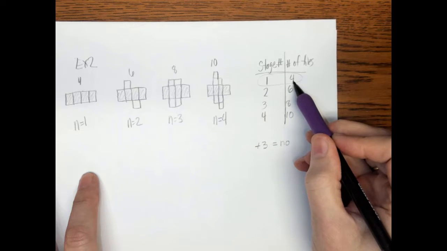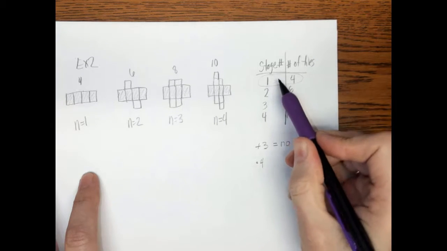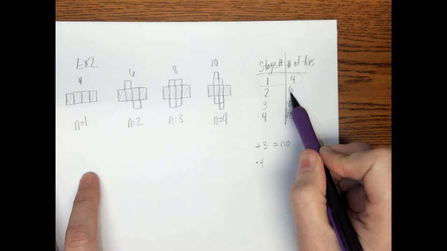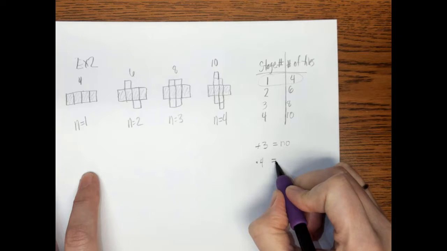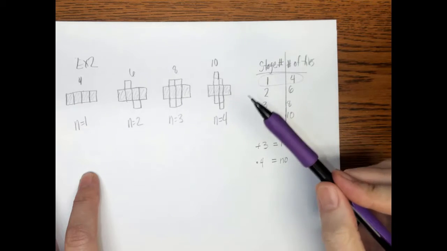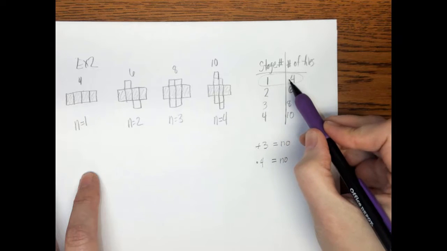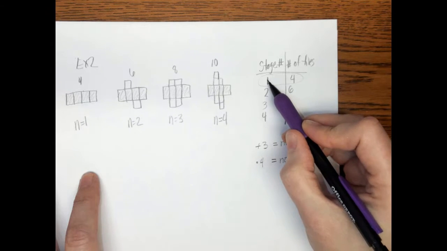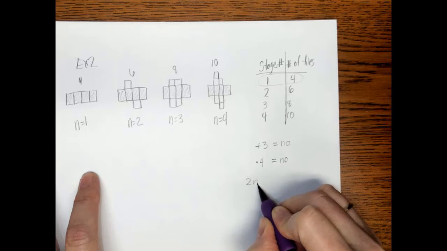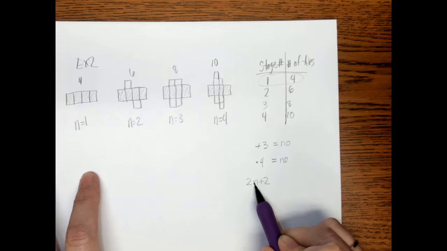How do we get from 1 to 4? We can multiply times 4. So let's see if the rule is times 4, stage times 4. 1 times 4 is 4. 2 times 4 is 8. We already know that the rule is not times 4. Well, now let's get a little more creative with our rules. Let's try stage times 2 plus 2, because 2 times 1 is 2, plus 2 is 4. And that's too hard to do in our heads, so we will just write it out. 2 times the stage plus 2.